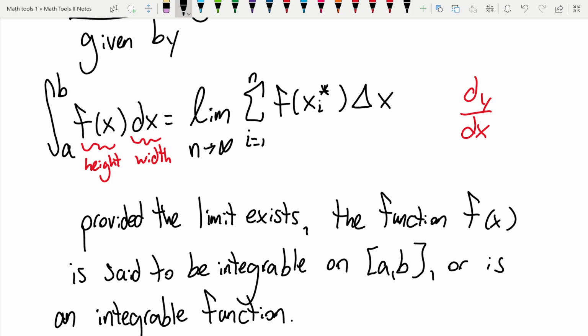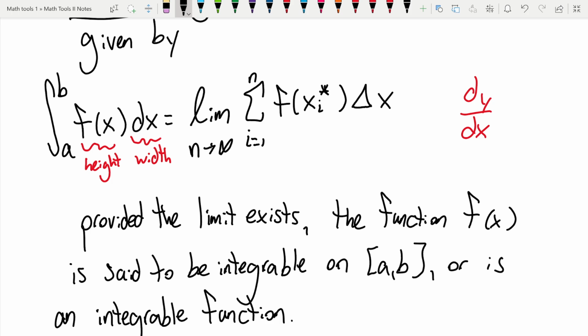So we say that the function's integrable if this limit exists. So naturally, this means that a function does not need to be integrable. So we'll look at various cases where we know the integral does exist and that the function is integrable.